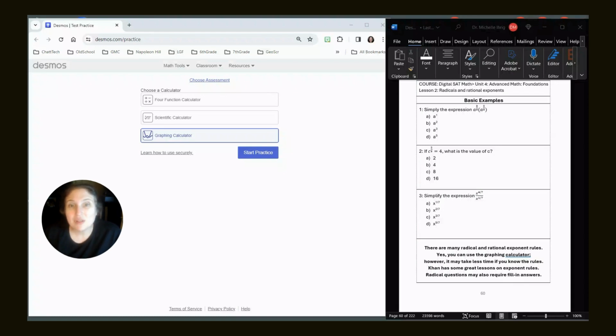Now, right now, my focus is on supporting you at the PSAT and SAT. Remember that my lessons directly align with Khan Academy. So we are now doing Unit 4, Lesson 2 on Khan Academy, which is radicals and rational expressions.